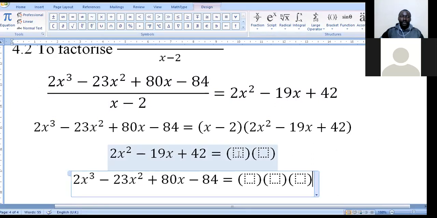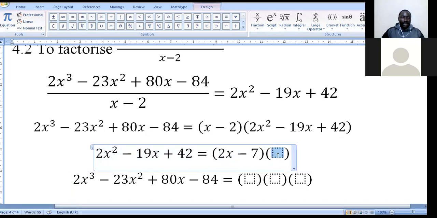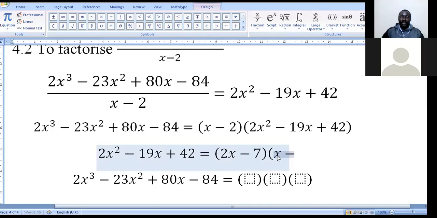What have you got here? Well, you must have got 2x minus 7 and x minus 6. Okay, that is what you must get. 2x minus 7 and x minus 6. Like that.